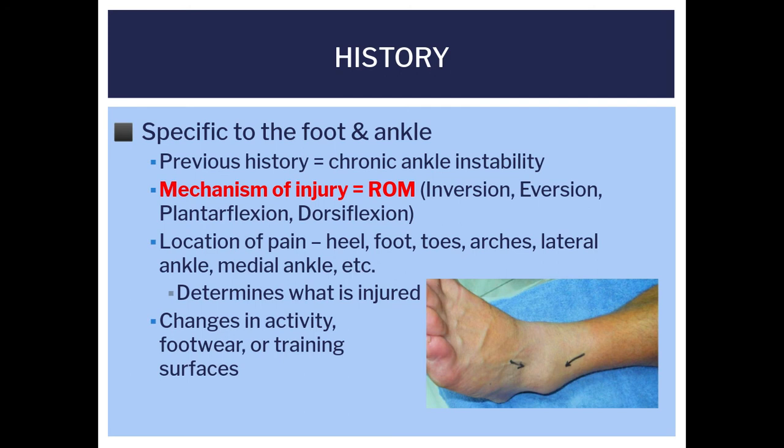And then your mechanism. So with the ankle specific, you have your inversion, eversion, plantar flexion, and dorsiflexion. Your location in the foot and ankle. So these are all just the different anatomical spots. It's going to help you to determine what might be injured. So if you're pointing to your heel, obviously we're dealing with the structures that are around the heel.